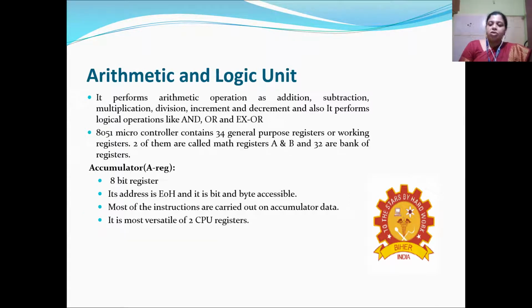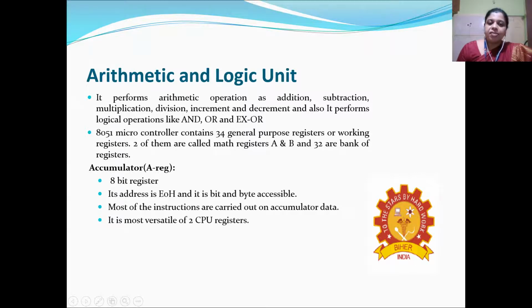Next is the arithmetic and logic unit. The main purpose of it is to perform arithmetic operations and logical operations. Arithmetic operations means addition, subtraction, multiplication, division, and logic means AND logic, OR logic, etc. To perform these logical and arithmetic operations, we need data, which will be stored in the registers. Regarding the registers, we have 34 general purpose registers. These general purpose registers are also called working registers, and we have two math registers, A and B, and 32 are the bank of registers, 4 register banks.